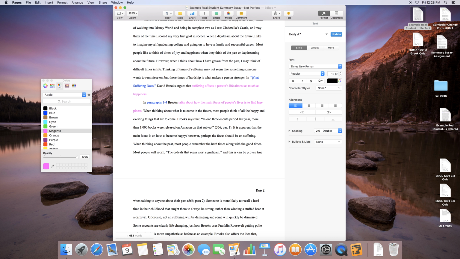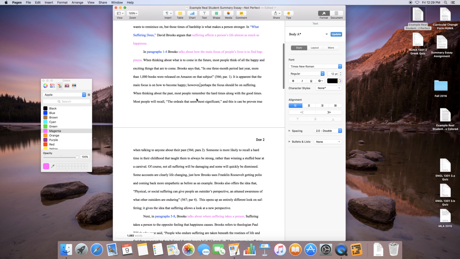So this thesis statement is in what suffering does. The subject here being the actual essay. Your subject is the essay this time, although positionally here, of course, it's the author. It's the author through the essay argues that suffering affects a person's life almost as much as happiness. That's a vague thesis. That's a vague idea, but that's what is the idea here, right? And we're going to talk about how we would score this when we grade the essay.